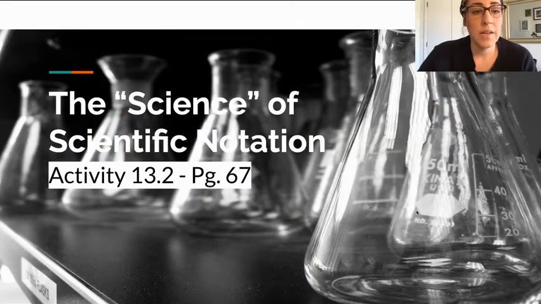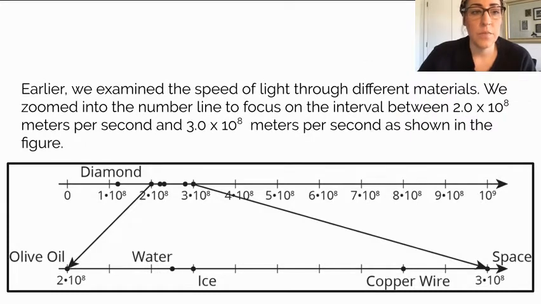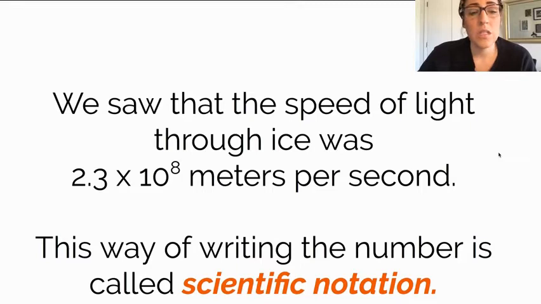We move into the science of scientific notation. So earlier in lesson 10, we examined the speed of light through different materials. We zoomed in on the number line to focus on the interval between 2 times 10 to the 8th meters per second and 3 times 10 to the 8th meters per second, which is shown in the figure here. We saw that the speed of light through ice was 2.3 times 10 to the 8th meters per second. This way of writing the number is called scientific notation.